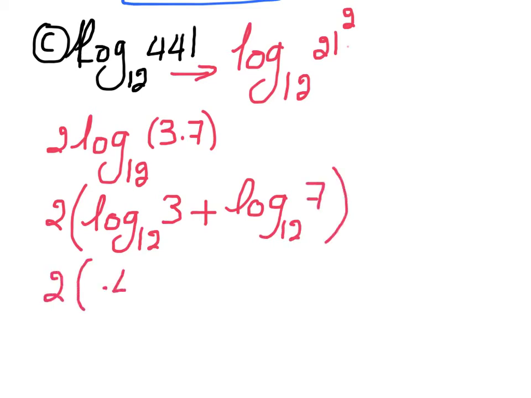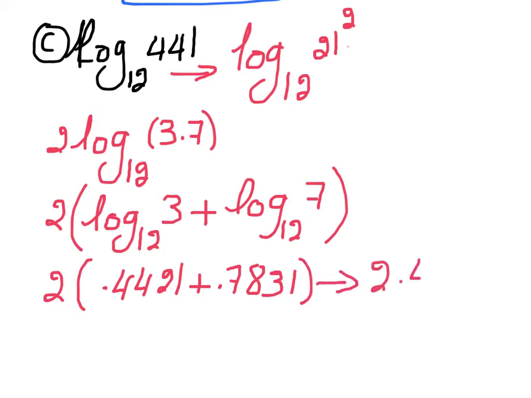This will be given to you as 0.4421. This is given to you as 0.7831. And if you add them first, multiply by 2, and you get a grand total of 2.4504.